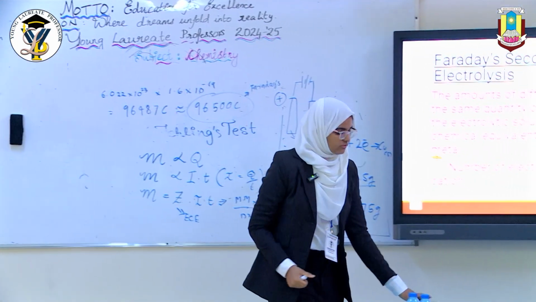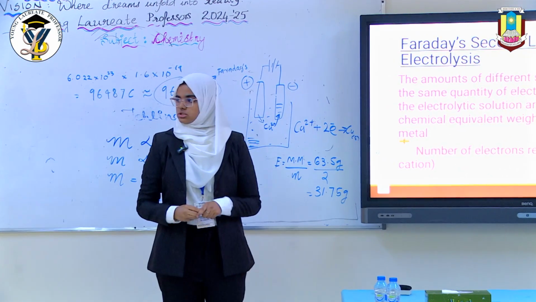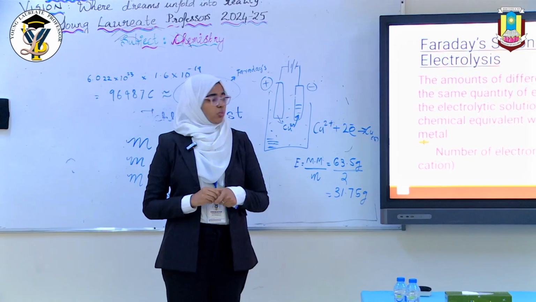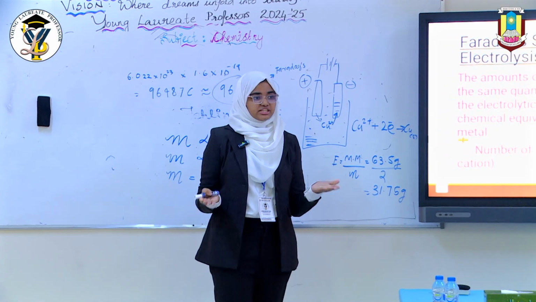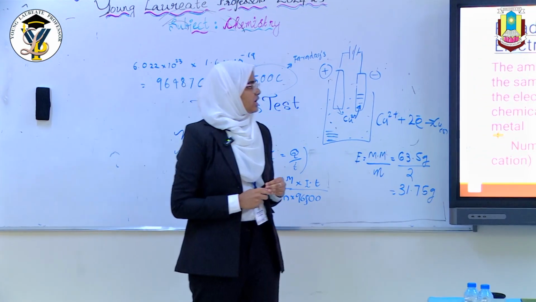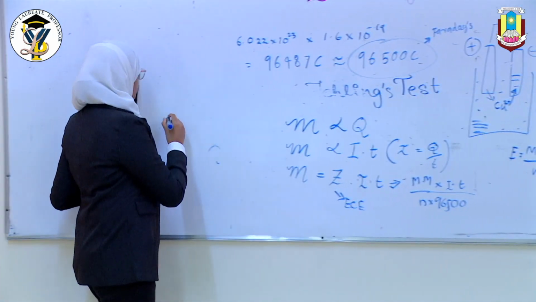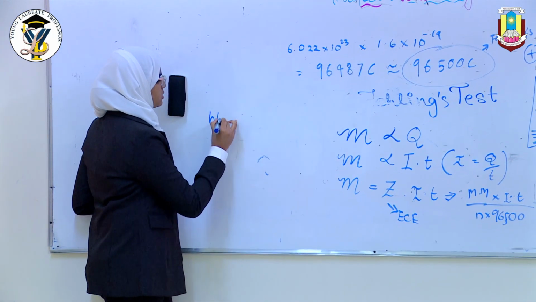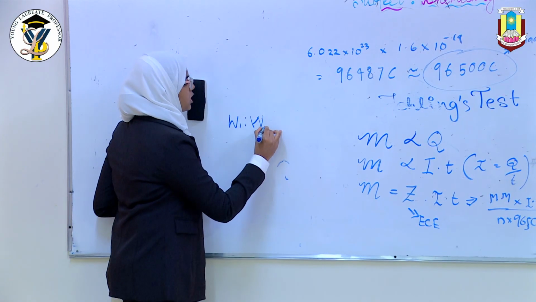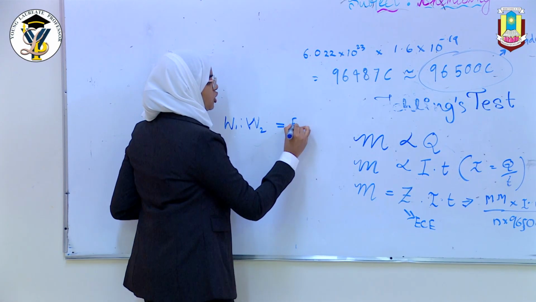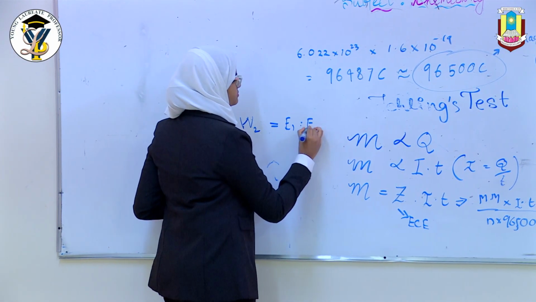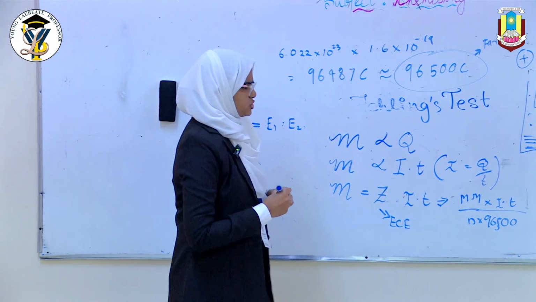So let's suppose we have two electrolytic cells where we are passing the same quantity of electricity between the two cells. And it says that the ratio of their weight deposited will be equal to the ratio of their equivalent weights. Let's understand this using an example.